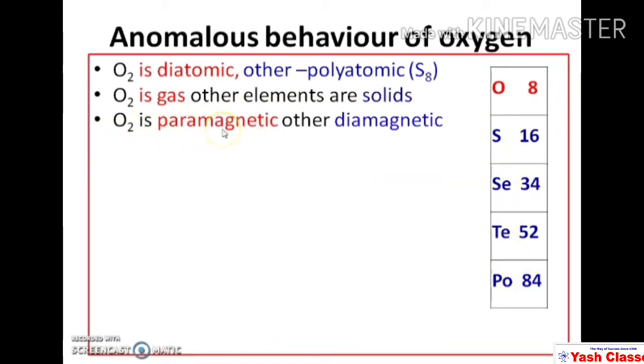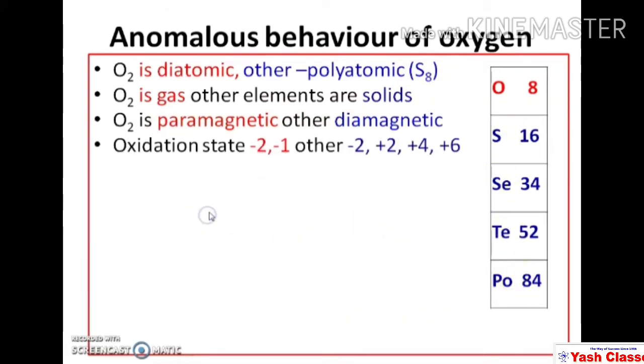Oxygen is paramagnetic whereas other elements are diamagnetic. The difference between paramagnetic and diamagnetic property is that paramagnetic substances are attracted towards a magnetic field and diamagnetic substances are repelled by a magnetic field. So oxygen is paramagnetic, whereas other elements of the same group are diamagnetic.